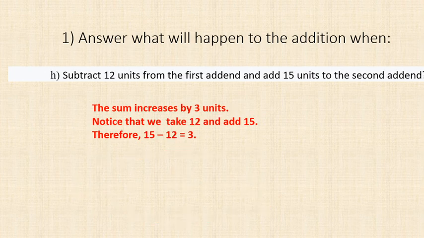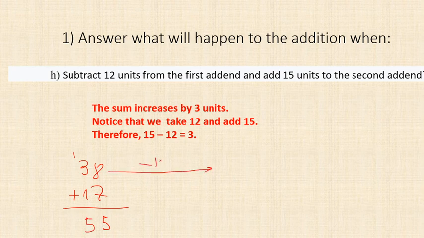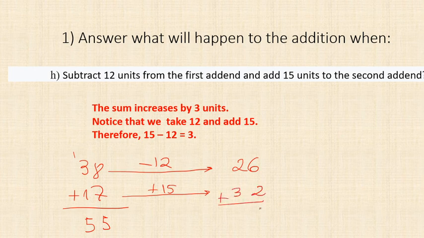Right? Then, letter H. What happens if we subtract 12 units from the first addend and add 15 to the second addend? So let's say I have 38 plus 17. This is 15, goes 1. So it is 55. So I'm going to subtract 12 from the first addend. This will become 26. And I'm going to add 15 units to the second addend. This will become 32. When I make this addition, it comes 58.